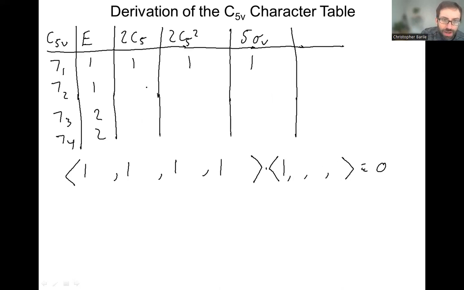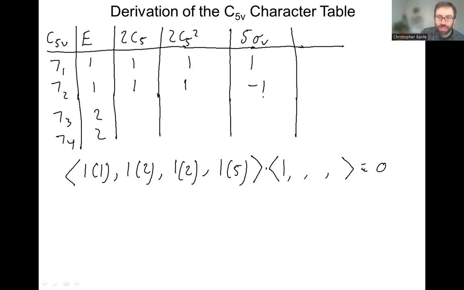The dot product of this, when we don't know what these values are yet and I'm leaving blanks there, is going to have to be equal to 0, but again, we have to normalize for the number of operations. So we have one identity operation in that class, so we times by 1. We have 2 in the C5v class, so we times by 2. We have 2 in the C5 squared class, and we have 5 in the sigma v class. If you stare at this for a while, you'll figure out that it has to be 1, 1, negative 1, if you're going to have a unique vector.